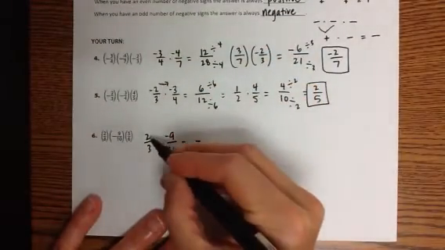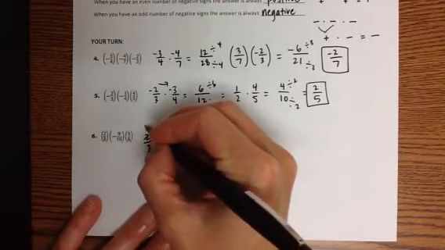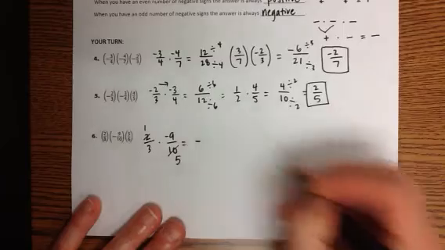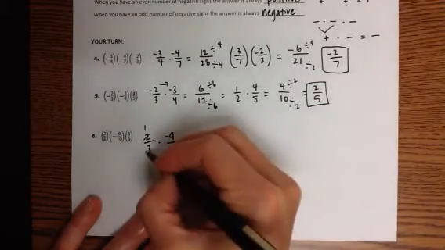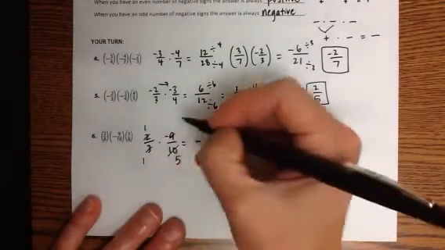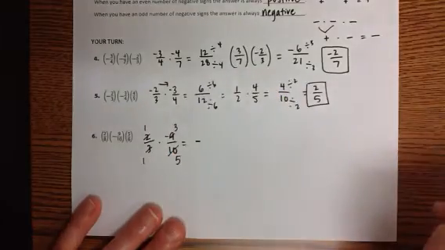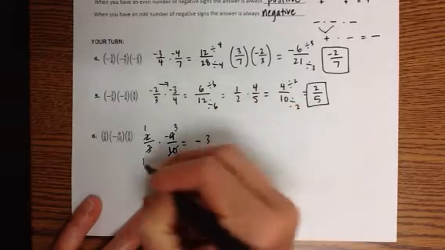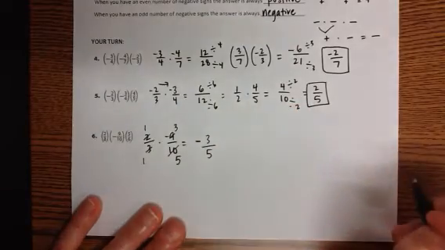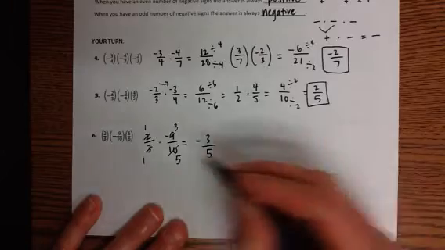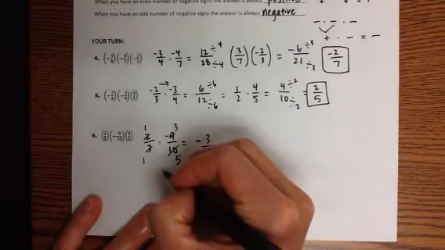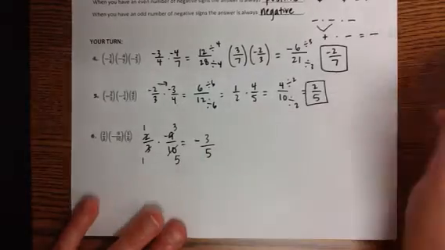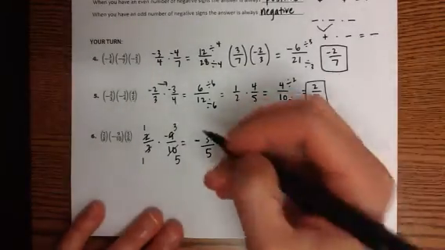Well, I can divide 2 by 2 and get 1, and I can also divide 10 by 2 and get 5. I can also divide 3 by 3 and get 1, and I can divide 9 by 3 and get 3. So now I have 1 times 3, which is 3, and 1 times 5, which is 5. You don't have to do it that way. You could do 18 over 30 and simplify it all the way down, and you would still get negative 3/5. It's just a little trick if you want to use it.